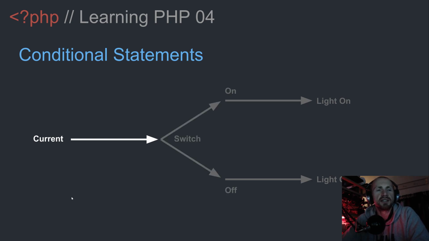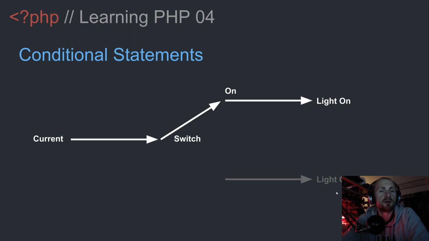So like I said, this can be controlled by a switch. If the switch is on, the light is on. If the switch is off, the light is off. And this will flow in a single direction. So when it's on, it will flow, and if it's off, the light will essentially be off. It's a very simple concept, and that is basically how simple a conditional statement is. It's either on or it's off.